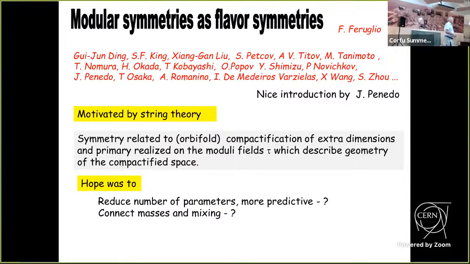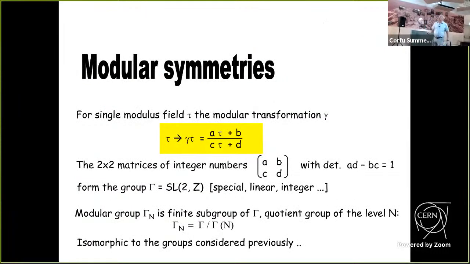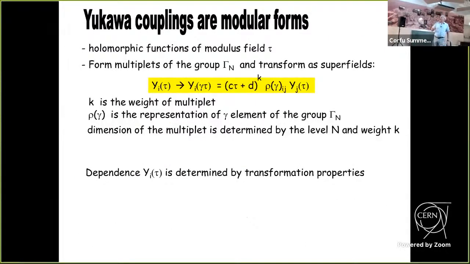Of course, you can construct flavor models where these things are connected. But this residual symmetry approach precisely aimed at a different explanation of mass hierarchies and mixing. But it's always a problem to do this. Now, this is modular symmetries. I will probably skip even this slide.